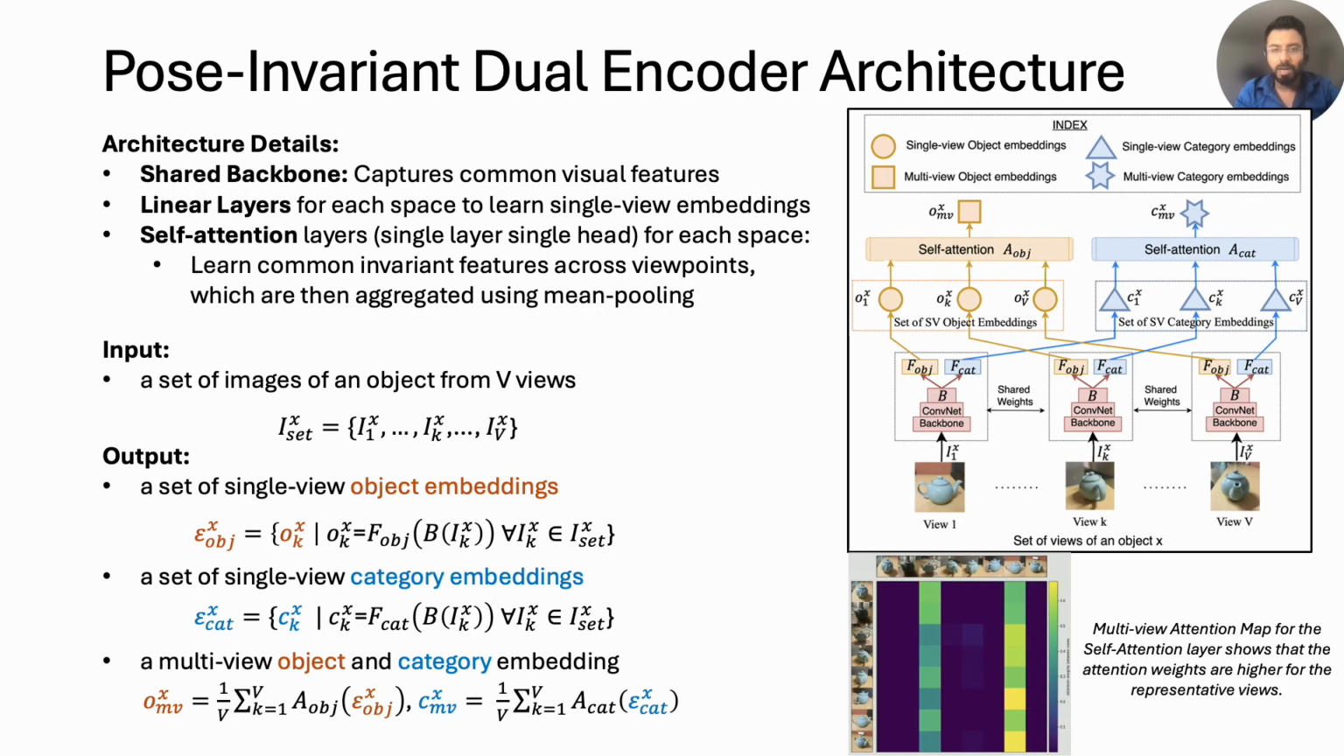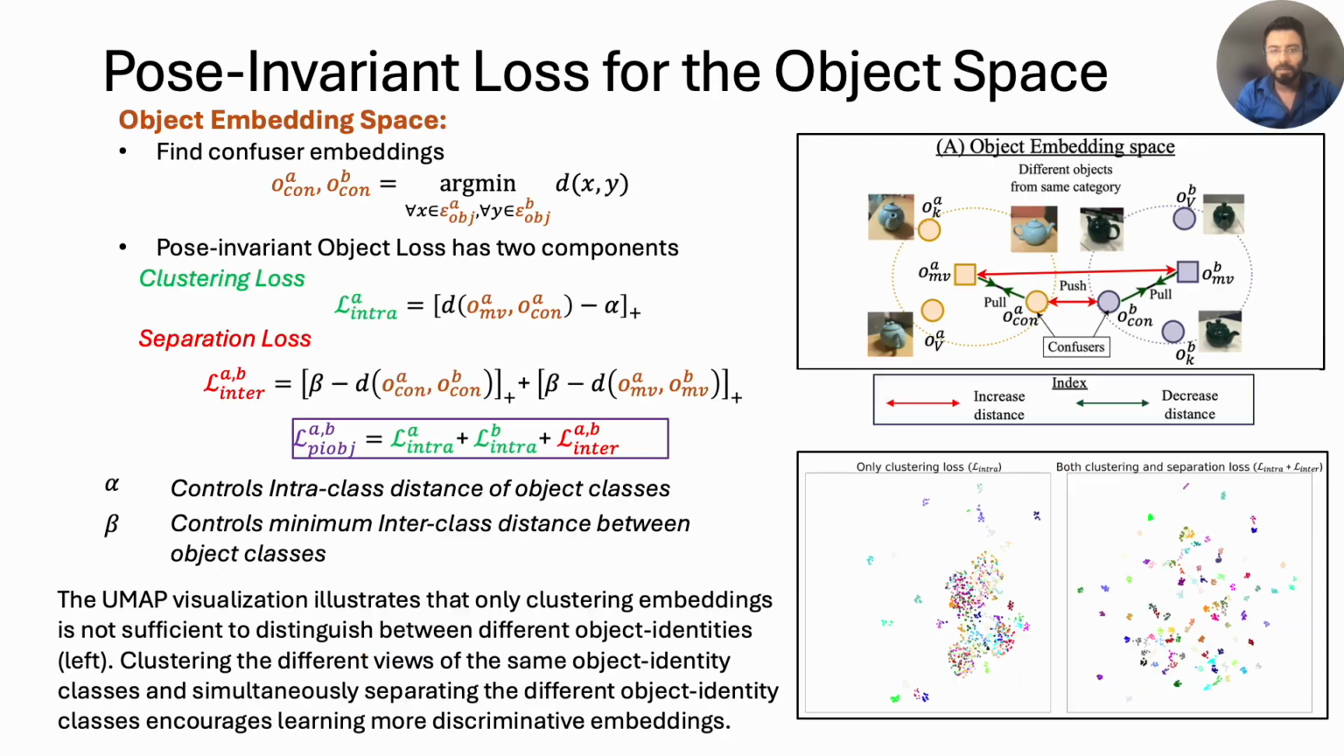Our dual encoder architecture is shown on the right, which takes as input different views of an object. The shared CNN backbone captures visual features common to both the category and the object representations, followed by two separate linear layers for each embedding space that output a set of single-view object and single-view category embeddings from each individual image. The single-view embeddings for each space are then input to a single-head self-attention layer that learns invariant features across different viewpoints, which are then aggregated using min pooling to learn a multi-view object and a multi-view category embedding. The attention map at the bottom shows the representative views of objects are assigned higher weightage.